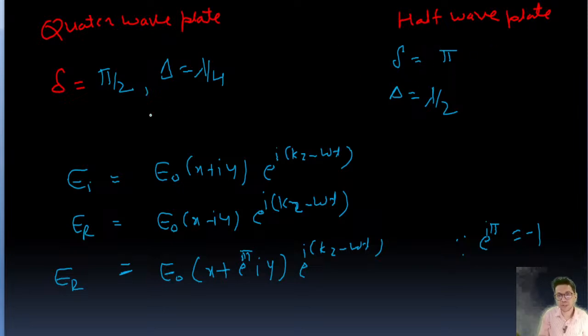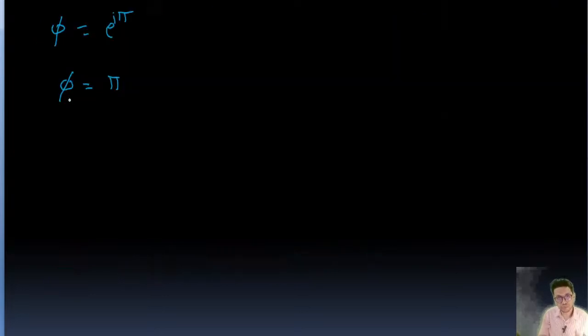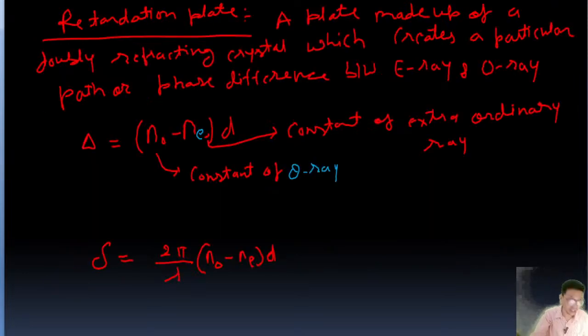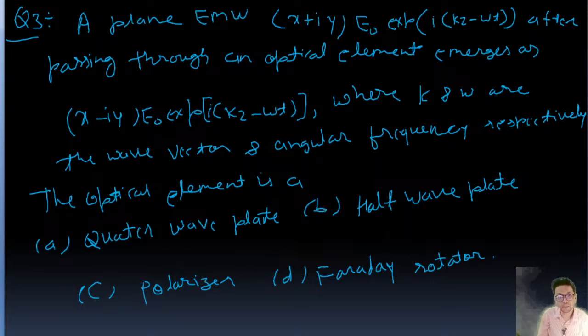So from these equations, we can see the electromagnetic wave after passing through that optical element. We have got this value, and the phase difference is pi, right? It means it is a half wave plate, guys. So the optical element is a half wave plate. So which option is correct? Let me check. Half wave plate, that is option B, is the correct one, guys. I hope you understood it. Okay, option B.